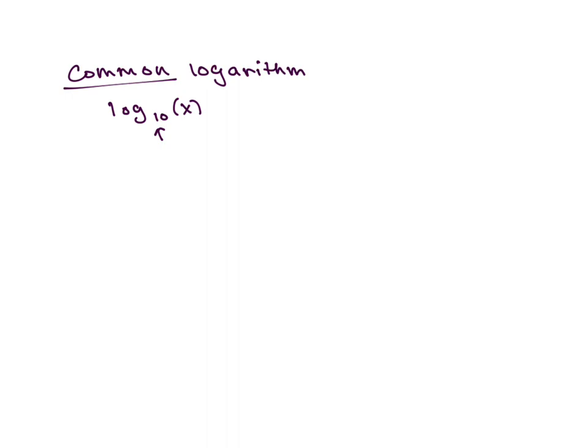Okay, new thing. It's called a common log. When you don't have a number in the base, it's called a common log. So a common logarithm should look like log base 10 of x. But when it's base 10, we call that the common log. So instead, we just write log x.